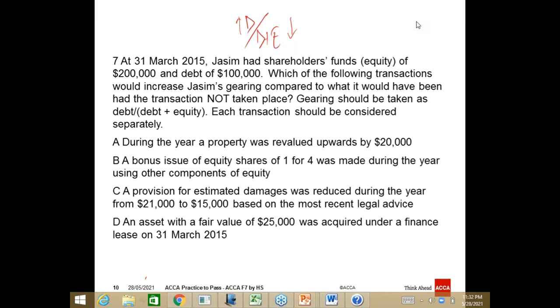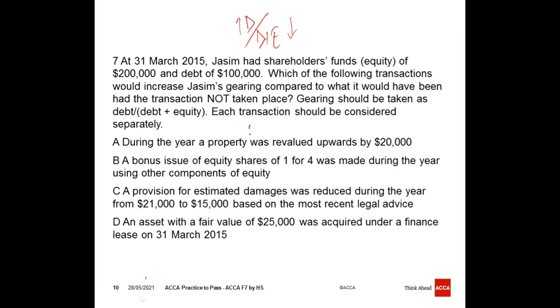During the year, the property was revalued upward by 20,000. So if the property was revalued upward, there will be a reduction in the gearing. A bonus issue of shares of 1 for 4 during the year. Remember this point that a bonus issue is not going to affect the equity at all.